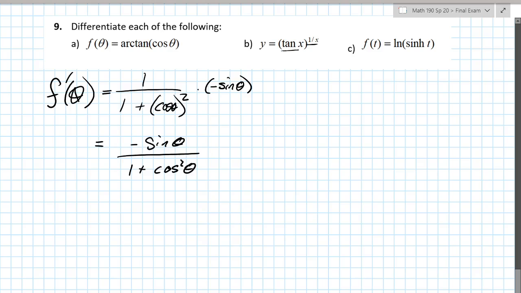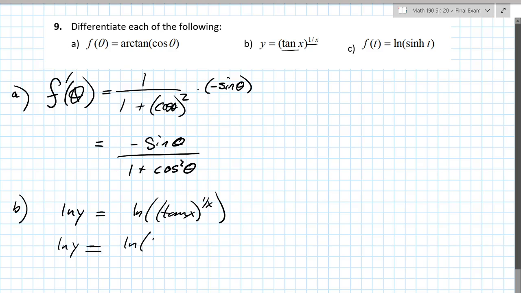Anytime we have a function of x raised to a function of x power, we have to use logarithmic differentiation. So for part B, we're going to take the ln of y is equal to the ln of the tangent of x raised to the 1 over x power. We do this in order to take this power out front using the properties of logarithms. So we have the ln of the tangent of x times 1 over x, or divided by x.